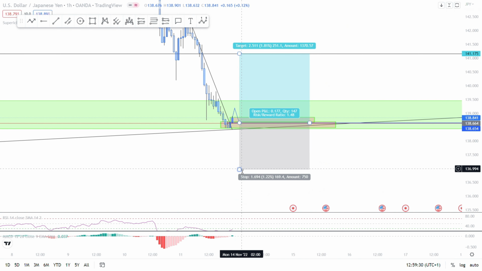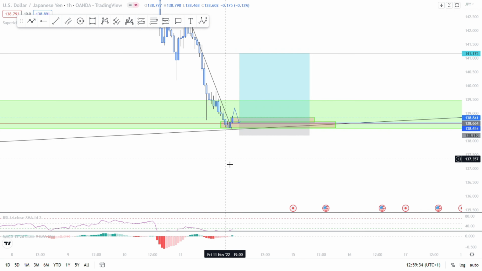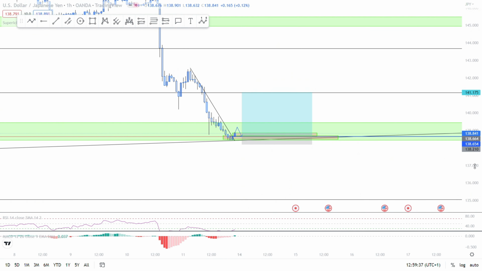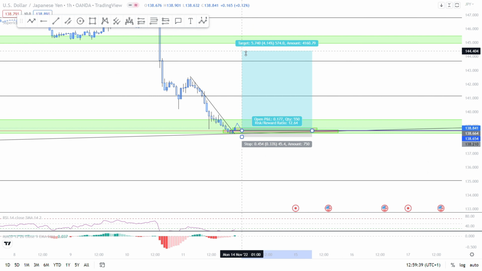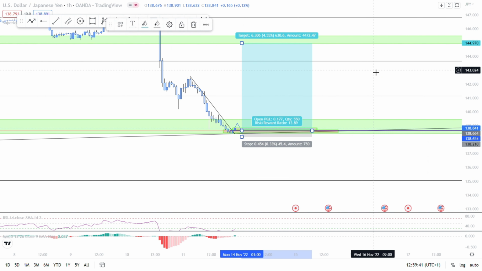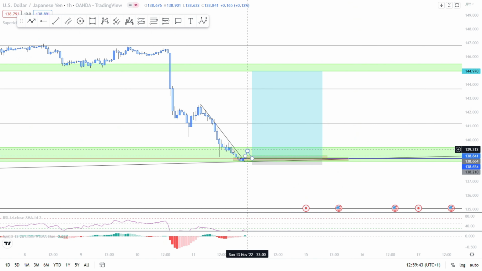Okay, let's do it like this. Hold on, give me 2 seconds. Okay, and this trade I'm looking to hold for quite some time, probably up to there.